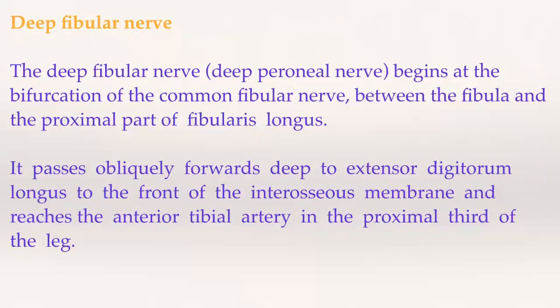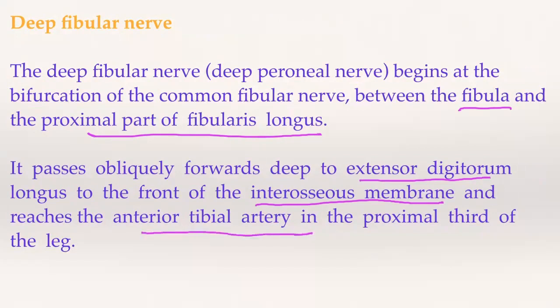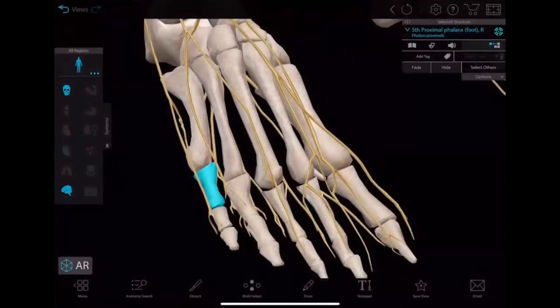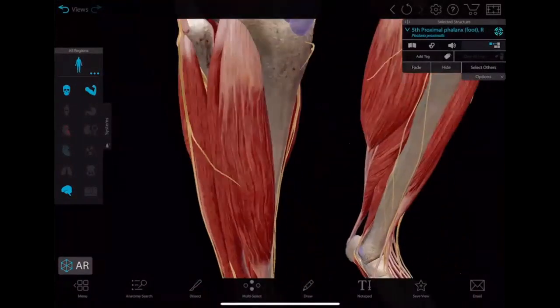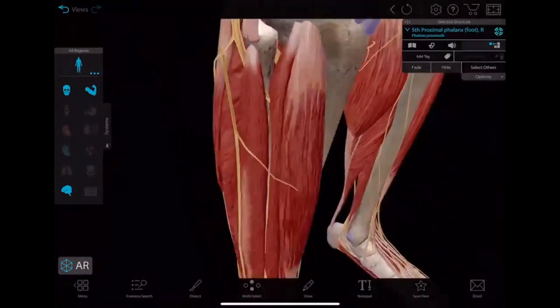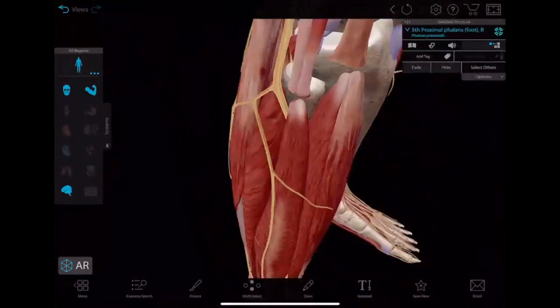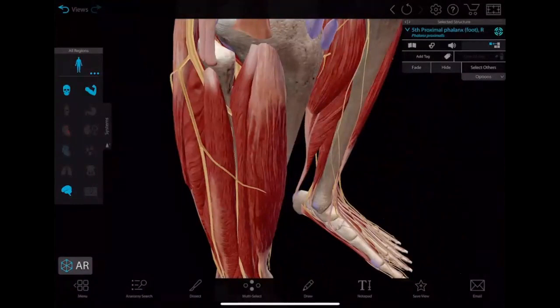Coming to the deep one, it begins at the bifurcation of the common fibular nerve between the fibula and the proximal part of fibularis longus. It passes obliquely forwards deep to the extensor digitorum longus to the front of the interosseous membrane and reaches the anterior tibial artery in the proximal third of the leg. So you see, this is where it occurs, right? This is fibularis longus.